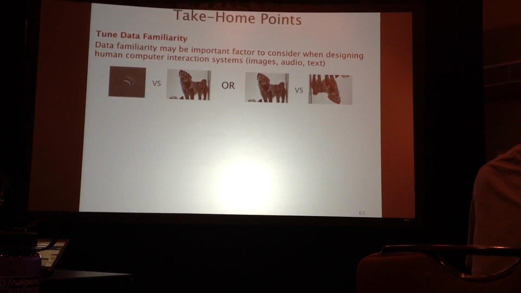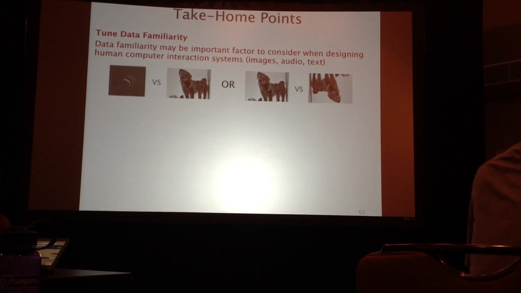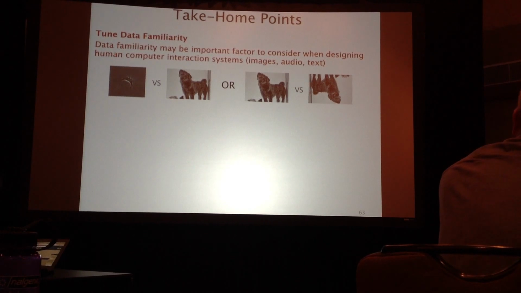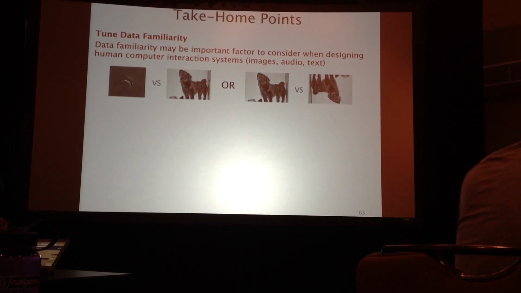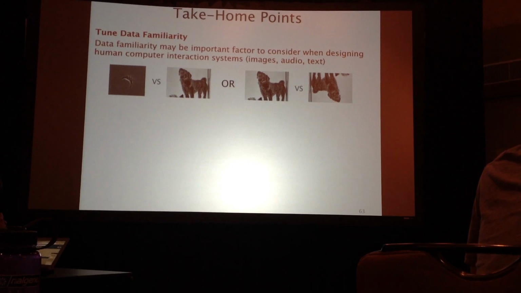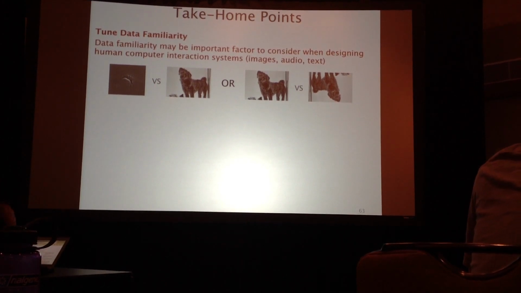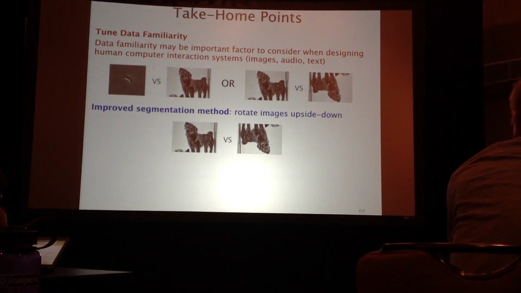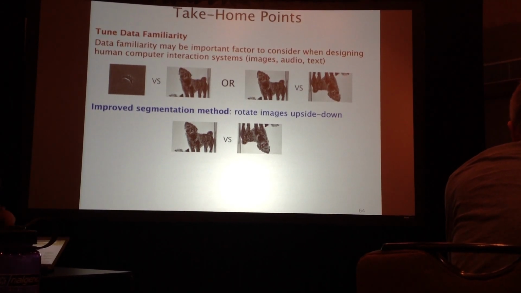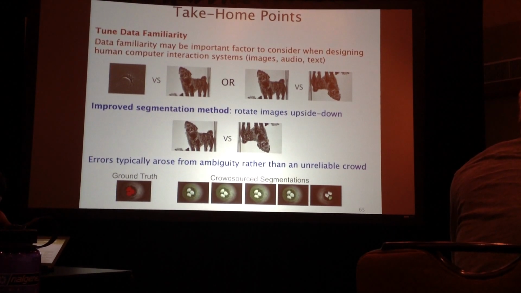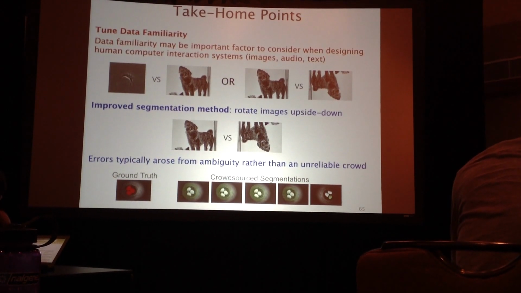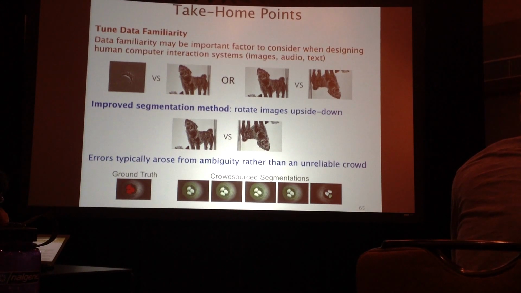In particular, I would encourage people when designing crowdsourcing tasks to consider tuning the data familiarity and understanding the influence of that familiarity. So if we're doing crowdsourcing tasks and we have someone whose native language is not English being asked to do a task in English, perhaps we'll find different outcomes than if it's their original language. Second take-home point is that perhaps we now have an improved segmentation method. In particular, take your images, rotate them upside down, and then crowdsource the task. Finally, what we found is that errors typically arose from ambiguity rather than an unreliable crowd. And with that said, I welcome any questions.